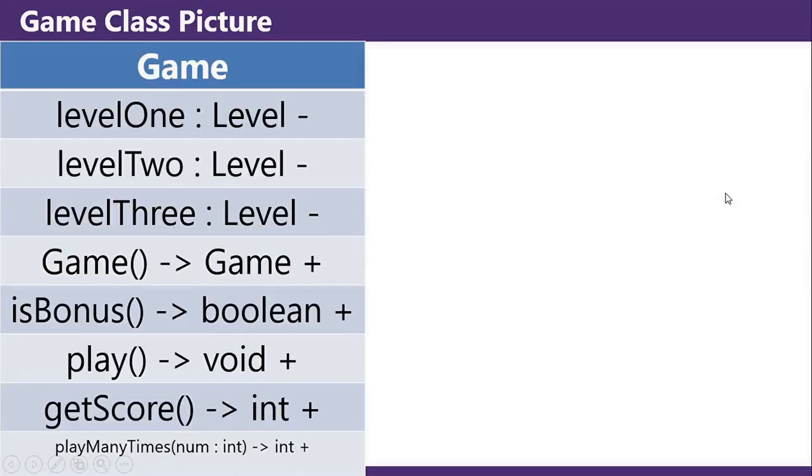This is the picture you draw for the Game class. The 3 Level members, and they're all private. All your methods, which are public, and then what the return type of all the methods are.